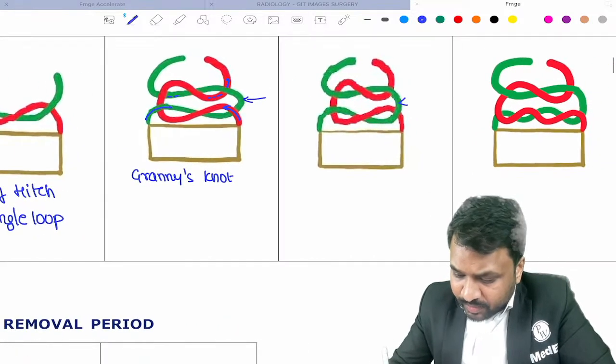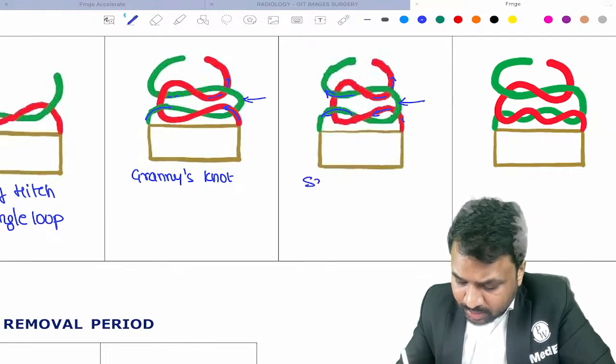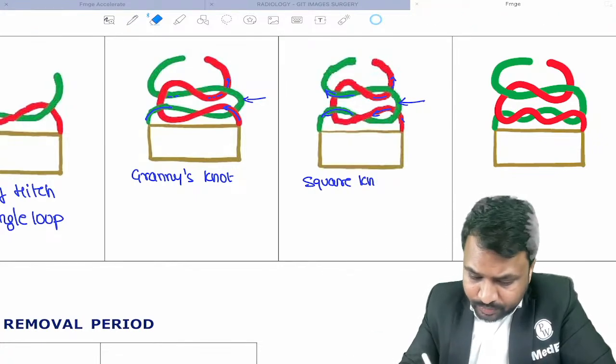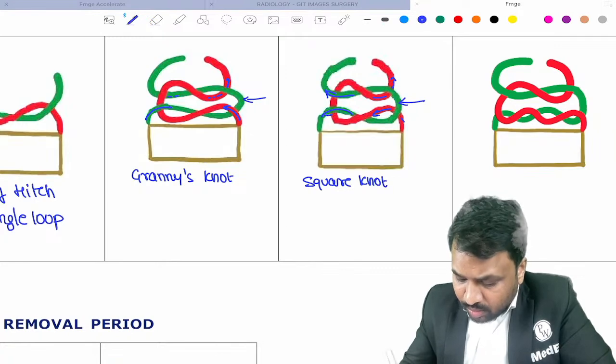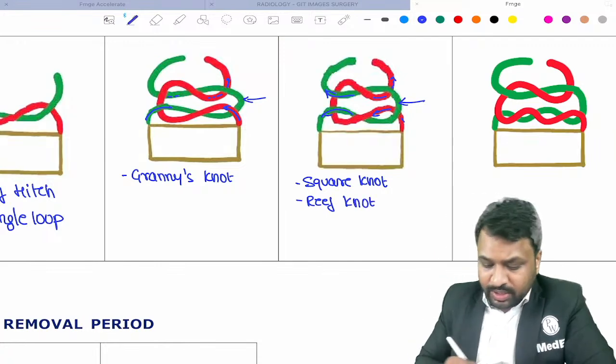But if you see here, both the threads are going under the loop or both the threads are going over the loop. This is what we call the square knot, also referred to as the reef knot. The square knot or the reef knot.